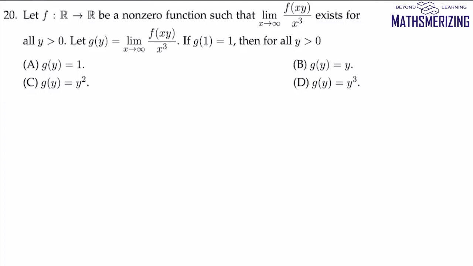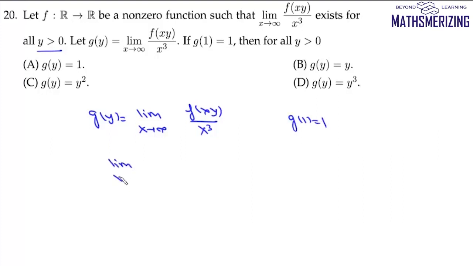Now question number 20: let f be a function from R to R, a non-zero function, such that this limit as x tends to infinity of f(xy) upon x cube exists for all y greater than 0. Let g(y) equal this limit as x tends to infinity of f(xy) upon x cube. Now it is given that g(1) is 1. So we'll put y as 1. We can write the limit as x tends to infinity of f(x) upon x cube equal to 1. Now we need to find g(y).